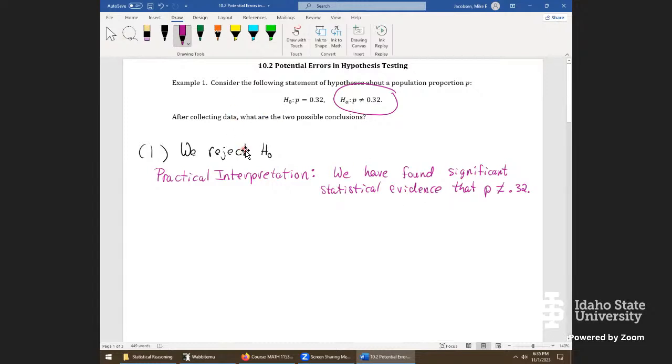So this is the good scenario. That means the thing that study was interested in, they were able to find evidence for it. They found P is not equal to 0.32.